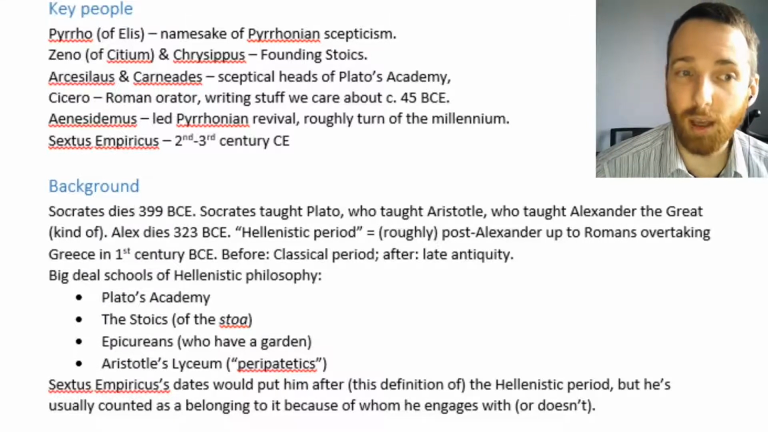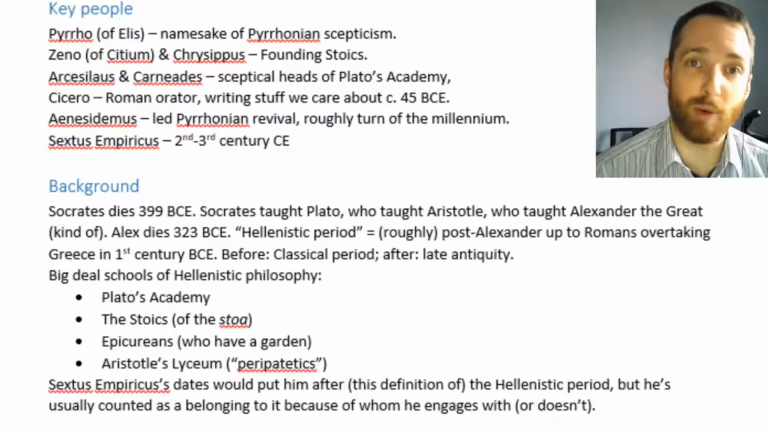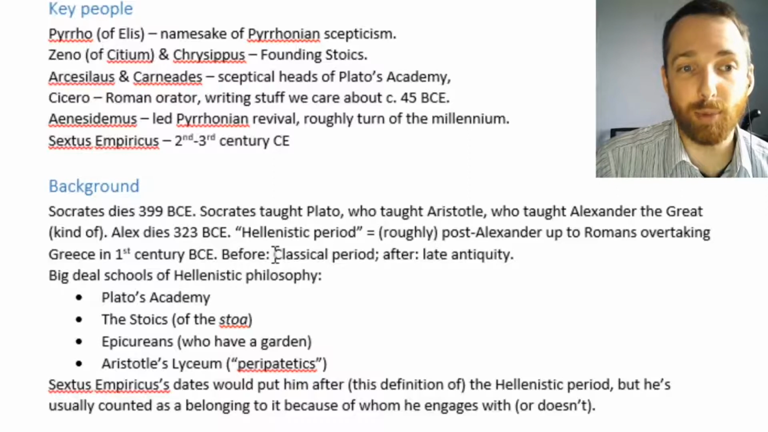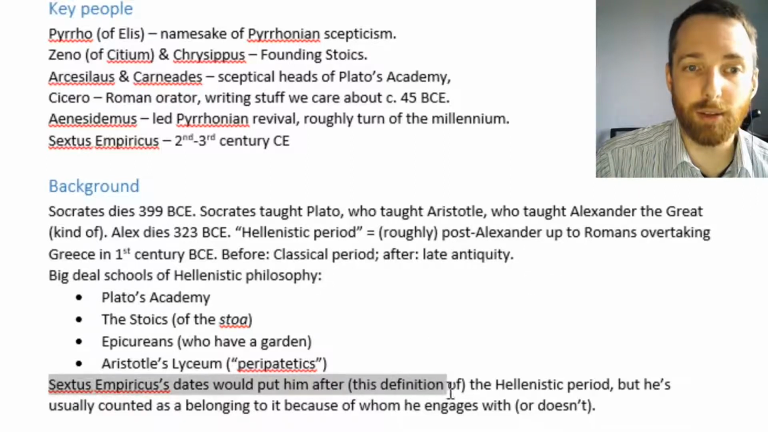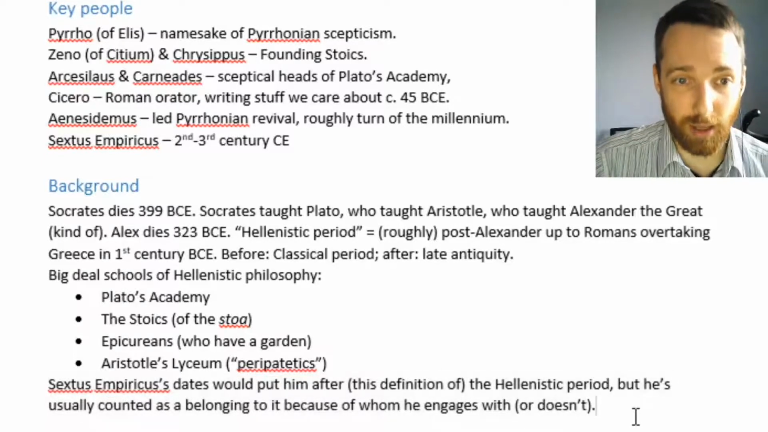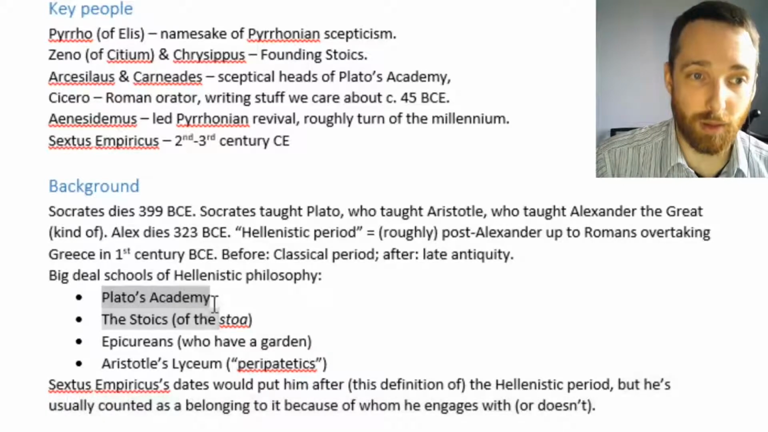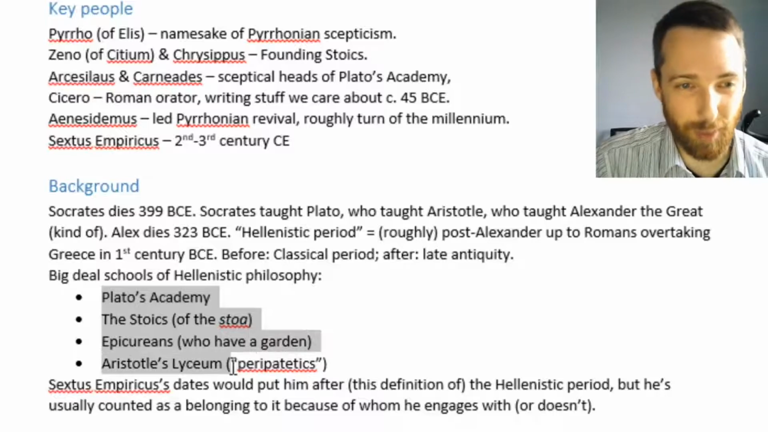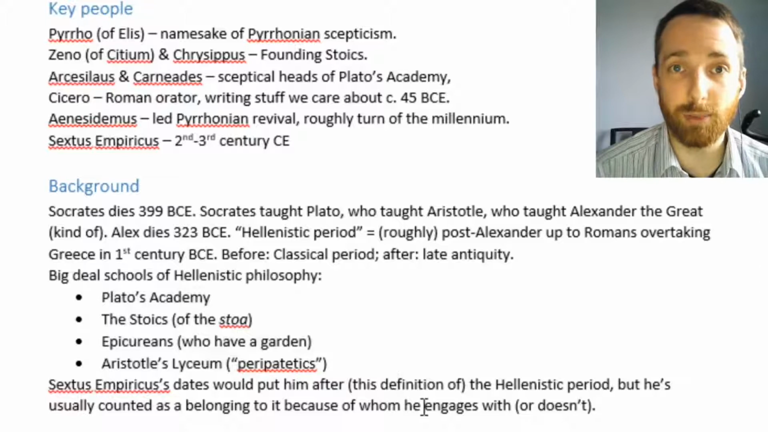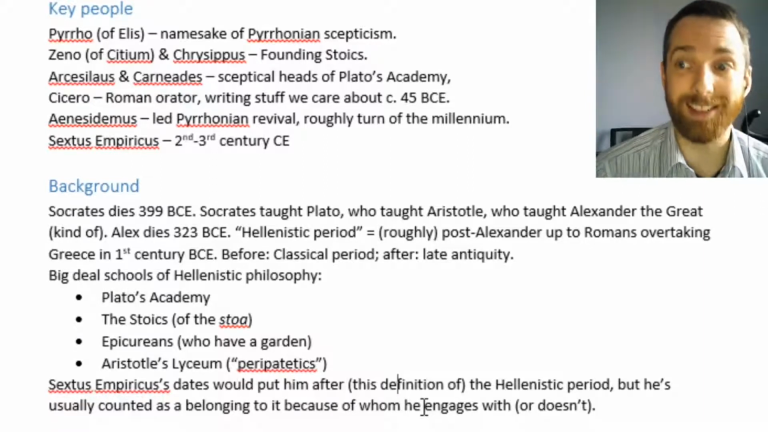Why am I bringing this up? Partly because Sextus usually gets counted as a Hellenistic philosopher, even though his dates, our best guess, are after what we usually take to be the end of the Hellenistic period. If the period before the Hellenistic period is the classical one, the period after we sometimes call late antiquity. If you just go by his birth and death dates, it looks like Sextus should be a late antique author, but we usually count him as Hellenistic because of which philosophers he engages with or doesn't. He seems to have in mind the philosophers in Plato's Academy, the Stoics, the Epicureans, and maybe to some extent the Aristotelians or the Peripatetics. That's who he's speaking to, responding to, and who shows up in his writings. He doesn't seem to respond so much to the philosophy that was current in the late antique period. So we usually count him as a Hellenistic philosopher. Okay.